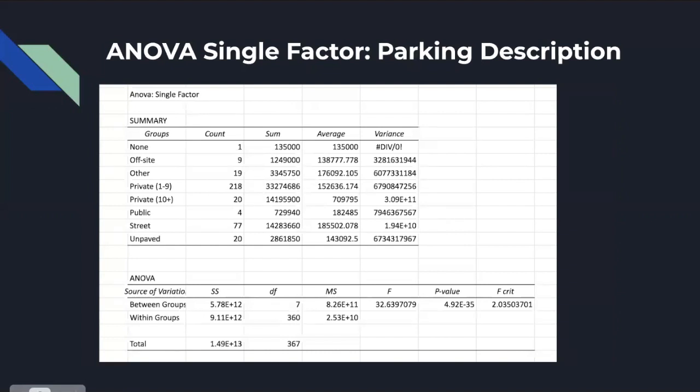The second ANOVA analysis we looked at was the parking description variable. In this ANOVA table, you see that the F ratio is greater than the F critical, which means we reject the null hypothesis. Again, in simpler terms, the parking description does have an impact on the sold price of the property.